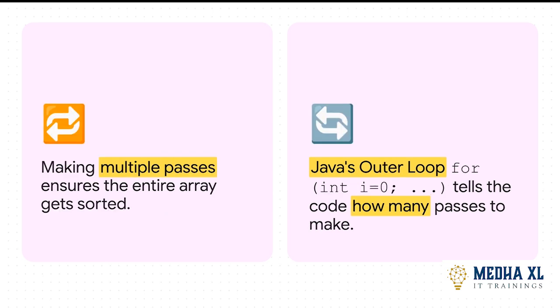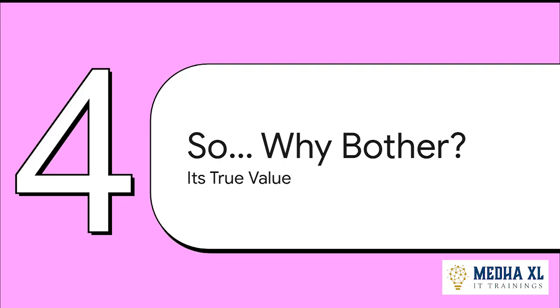But how do we get the computer to do that comparison over and over again? Well, we use loops. Think of it like this. The inner loop is the worker. Its job is to make one full pass down the line, comparing and swapping. The outer loop is the manager. It tells the worker, hey, great job on that pass, now do it all again, but you can stop one step earlier this time. Together, these two nested loops guarantee we make just enough passes to sort the whole thing. Which brings us all the way back to our original question.